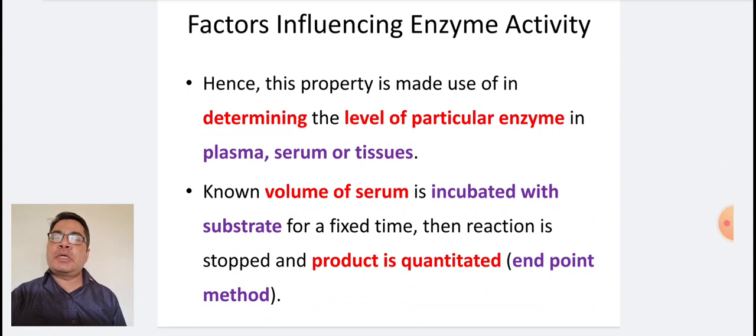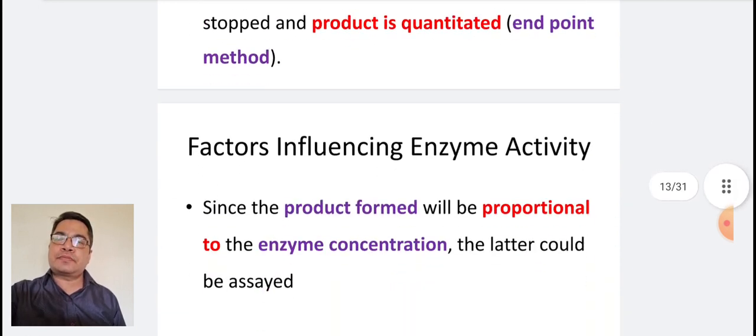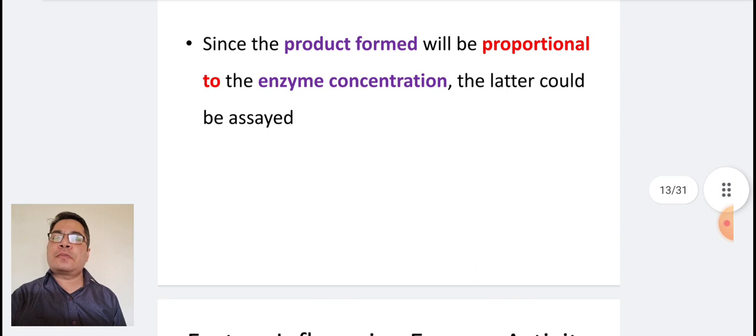Hence, this property is made use of in determining the level of a particular enzyme in plasma, serum or tissues. A known volume of serum is incubated with substrate for a fixed time, then the reaction is stopped and product is estimated, which is called the endpoint method. Since the product formed will be proportional to the enzyme concentration, the latter could be assayed.